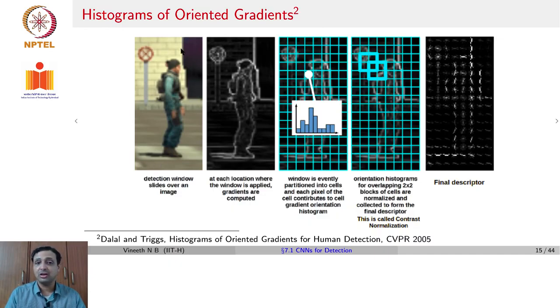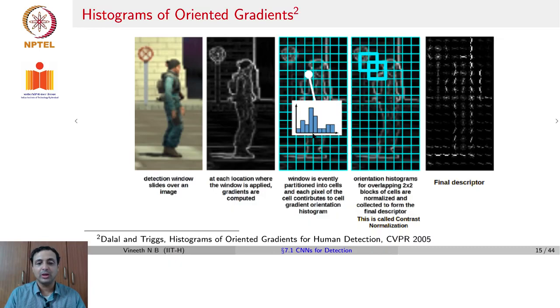So if you have, say, a pedestrian given in an image, you have a detection window that slides over an image and gets all your gradients. Could be a Sobel filter, an LOG filter, so on. So you have all of your gradients. Now you divide the entire image into cells, and in each cell you draw out a histogram of orientations of gradients. We have done this before with SIFT, so you perhaps know how to do it.